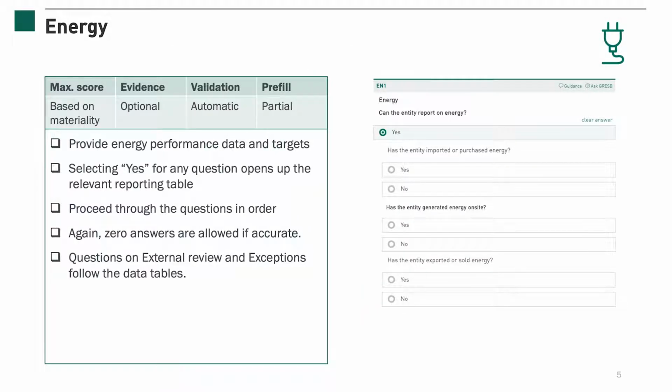There is just one indicator on energy performance, but it's broken into multiple tables to guide the participant through the reporting process. Selecting yes for any question will open up the relevant reporting table. To complete each table, you must be able to provide data for the mandatory metrics. Otherwise, change the answer to no. Questions on external review and exceptions follow the data tables.